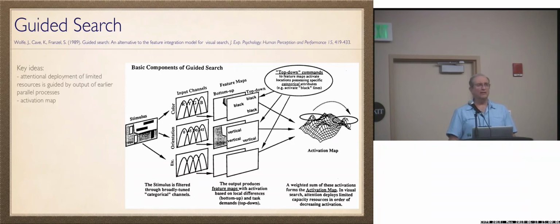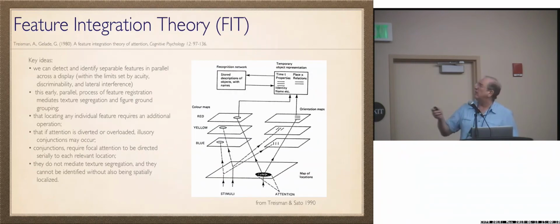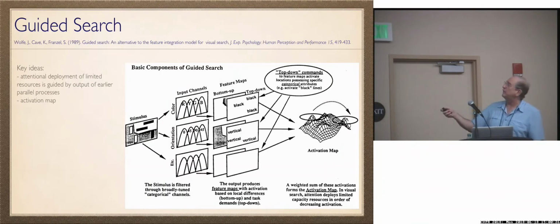Jeremy Wolfe has a similar model. What the feature integration model did not have, if you look here, is that it's entirely feed forward. From the representation of objects up here, there was no top-down component that would in any way affect those decisions on the master map. Whereas for Jeremy Wolfe's, he did add the top-down commands from the object. So that's a big difference that he added.